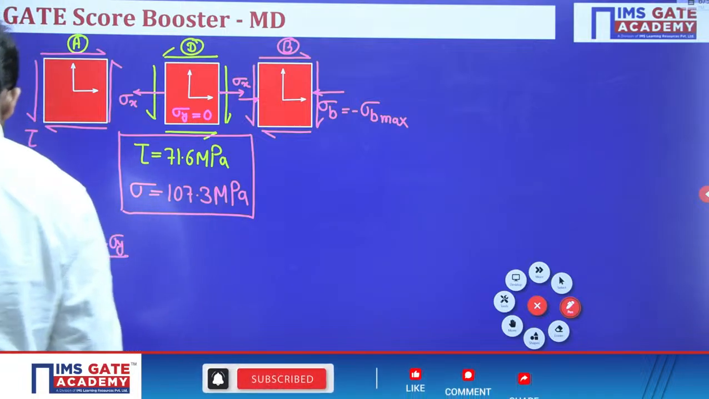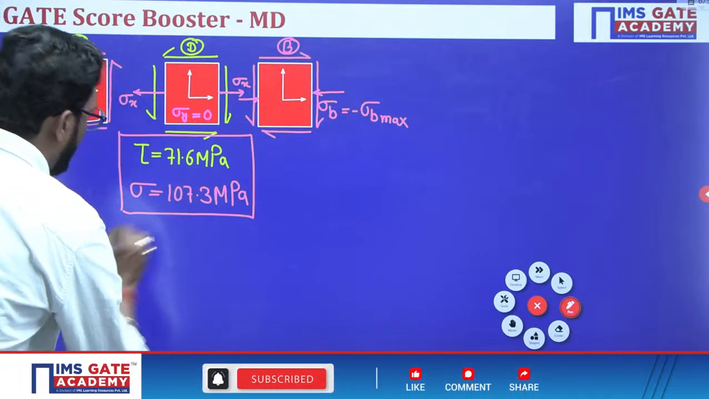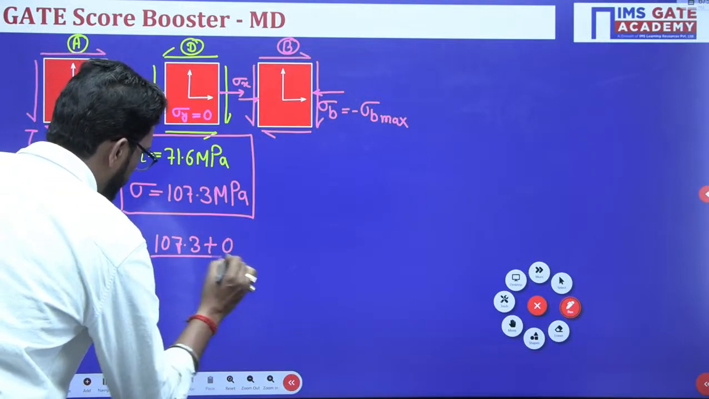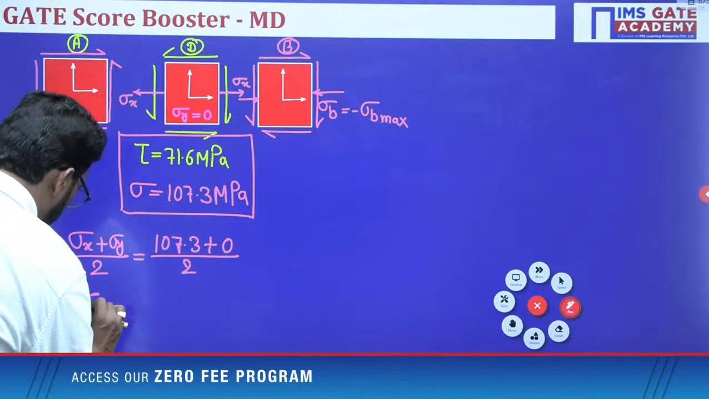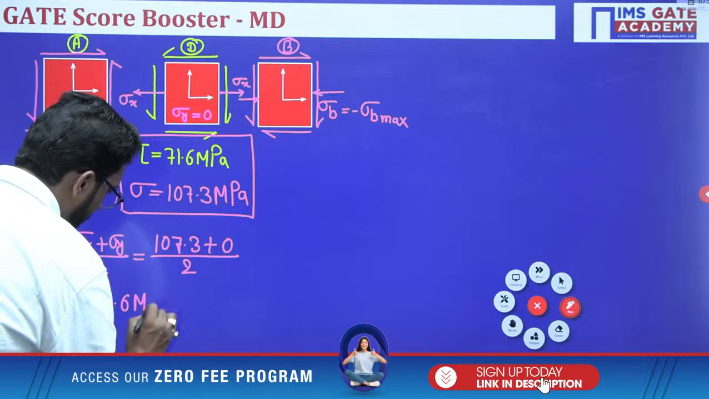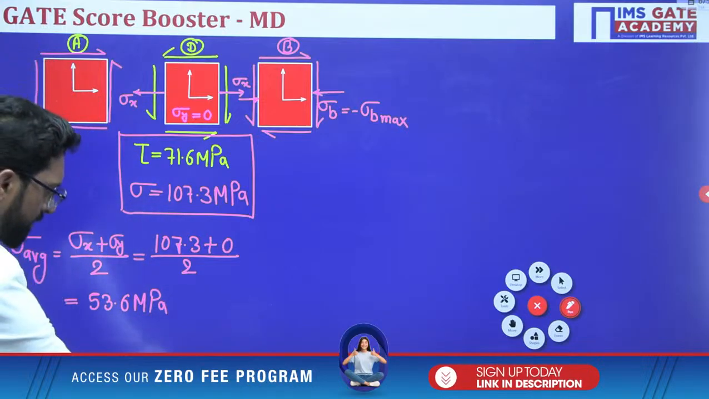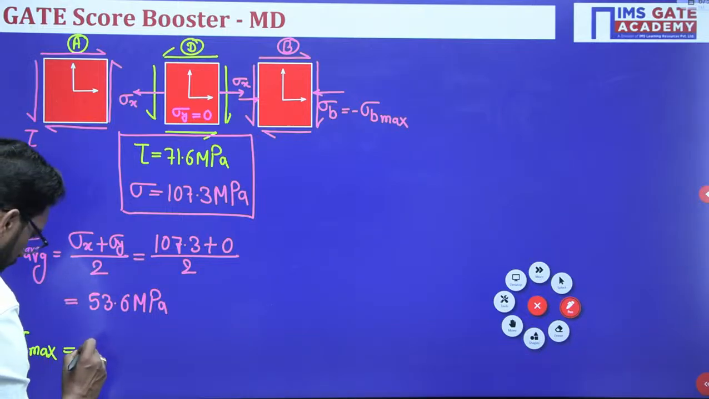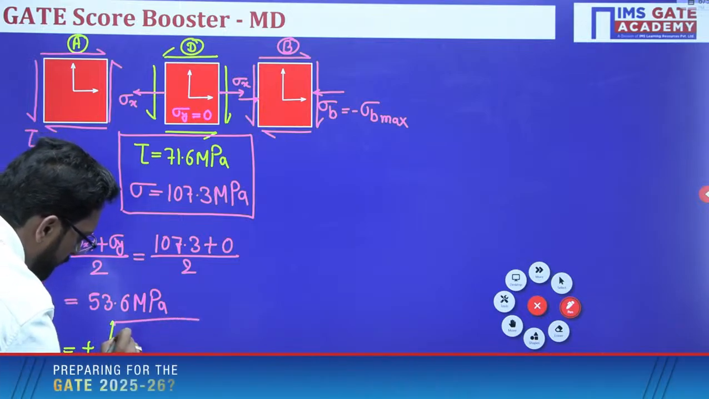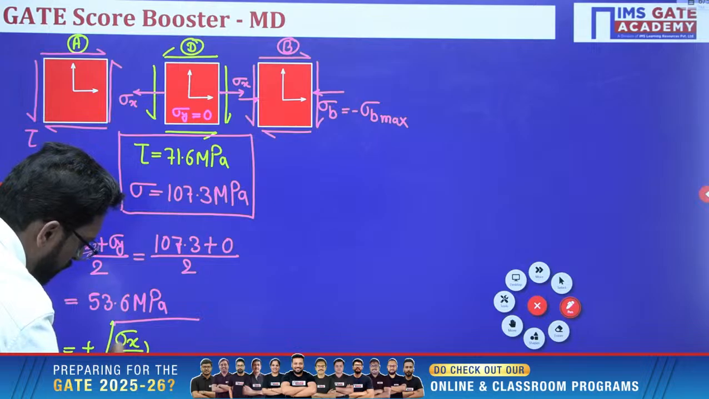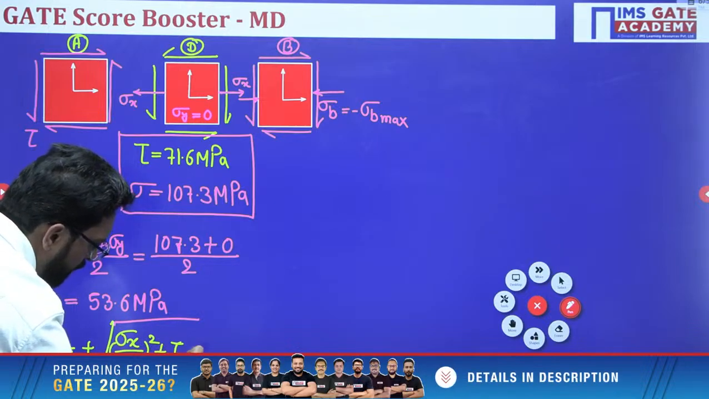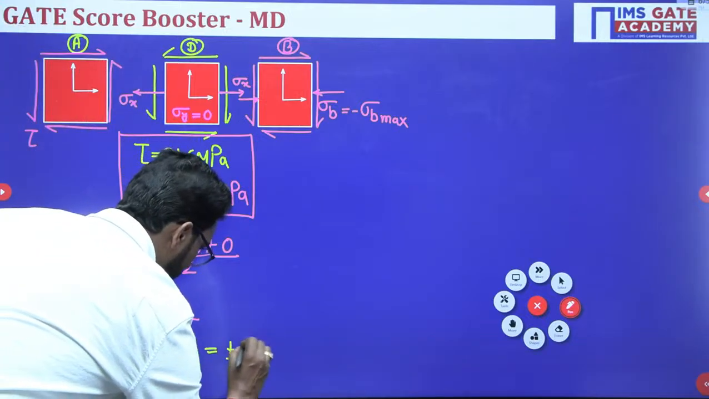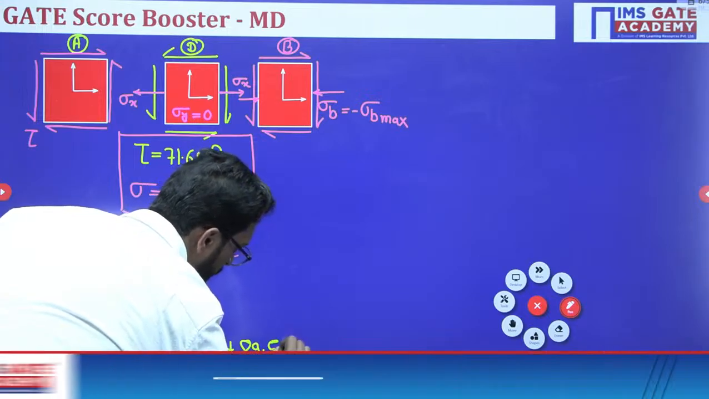So sigma average is what? Sigma average is 107.3 plus 0, since sigma y is 0, divided by 2. So this is how much? 53.6 megapascal. What is tau max? Tau max is equal to plus minus root under sigma x by 2 whole square plus tau xy whole square. So if you put these values in, this is plus minus 89.5 megapascal.